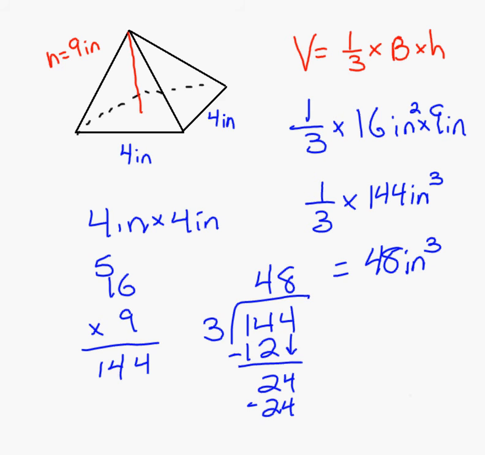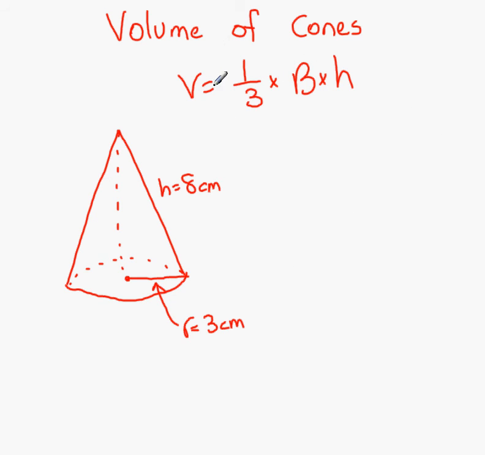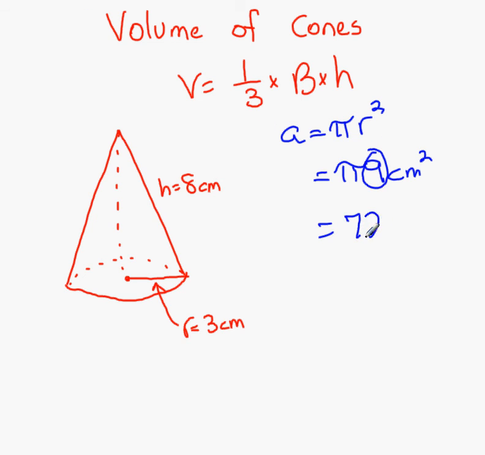A cone works along the same basis. It uses the same formula, which is good. We don't need to think about a new formula. We can just use the one for pyramids. Now, the thing about a cone, though, is it has a circular base. So we've got to remember our area formula, which is pi r squared. Our radius is 3 centimeters. That means 3 squared is 9 centimeters squared. Our height is 8 centimeters. So 9 times 8 is 72 centimeters squared. And then we're going to calculate 1/3 of that.